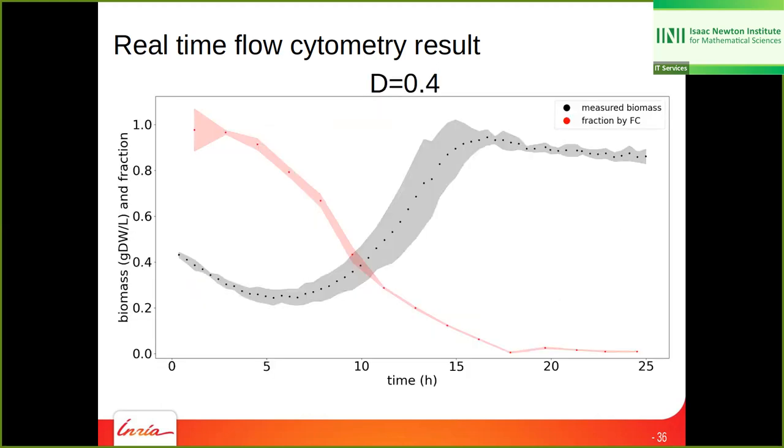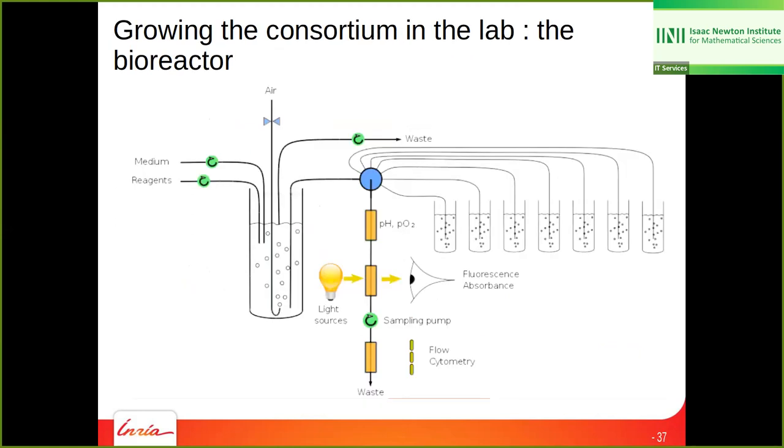And then if you convert this to a plot, then this is basically the cleaner fraction. So we started off with a lot of cleaner here, and this is the total biomass. So what you see is that basically only the producer is growing at this dilution rate, and the cleaner is being flushed out.